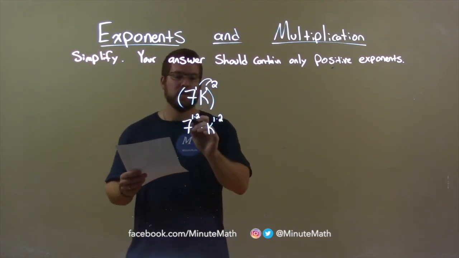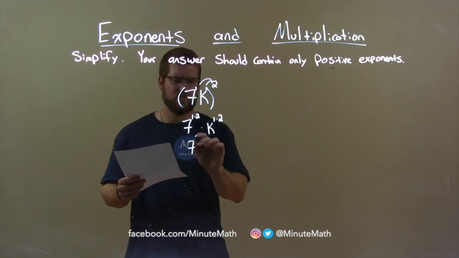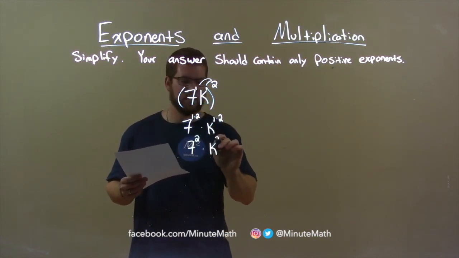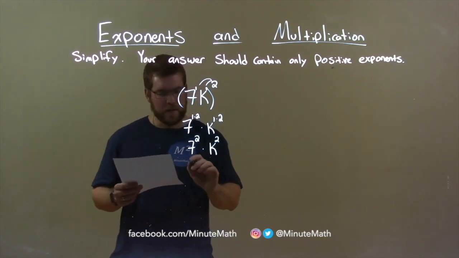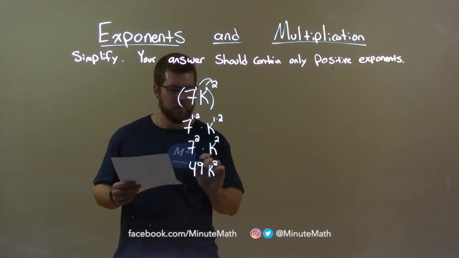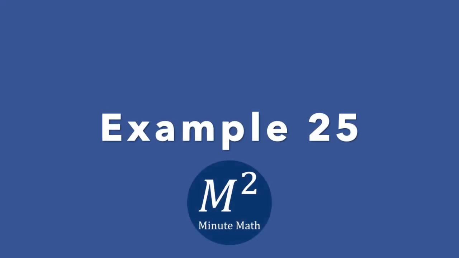Okay, and well, what do we have? Well, 7 to the 1 times 2 is just 7 squared. And k to the 1 times 2 is k squared. 7 squared is 49. And let's bring down the k squared. And so my final answer here is just 49k squared.